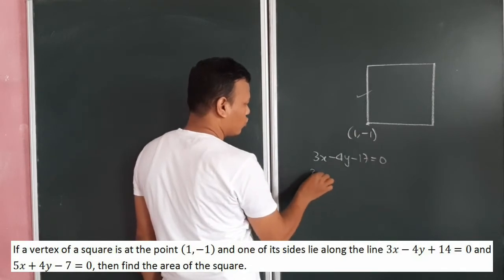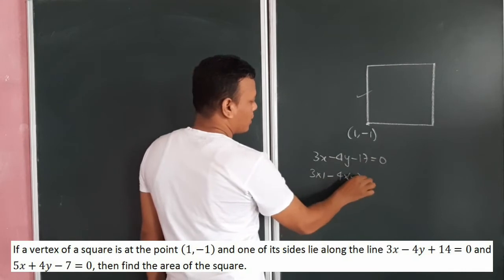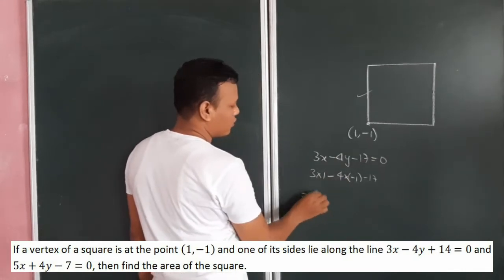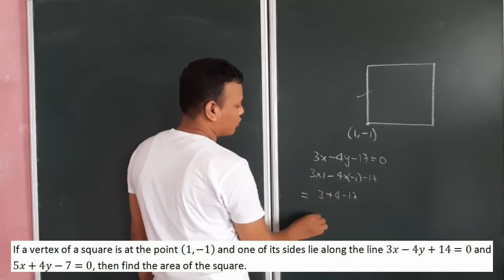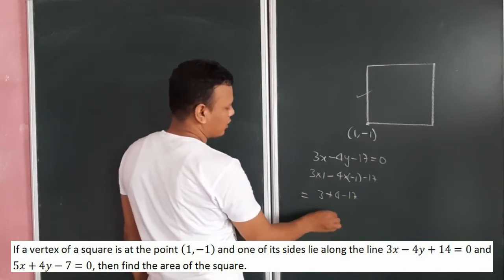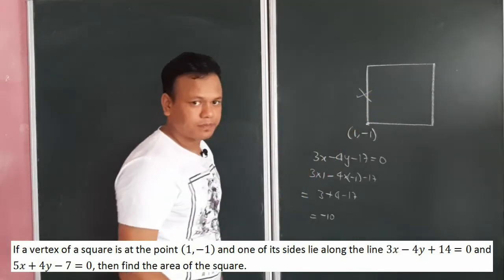So we have 3 into 1 minus 4 into y, y is minus 1, minus 17. Yes, so this is 3, this is plus 4, minus 17. So is this equal to 0? No, right? So this is minus 10. So that's why this line cannot be this.